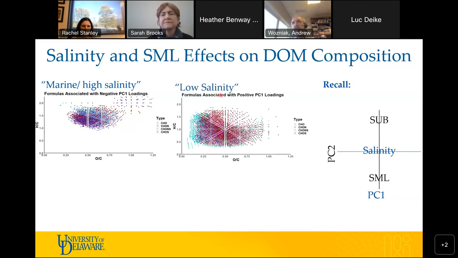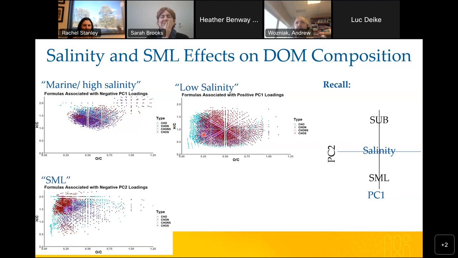Here are our low salinity formulas. Again, not as exciting for the microlayer, but I'm getting there, don't worry. And we can see that our hydrogen to carbon ratios are getting much lower, and that's indicative of soil organic matter inputs. And again, this is a trend that we should expect on a salinity gradient. So in a way, it's telling us that our PCA is doing a good job.